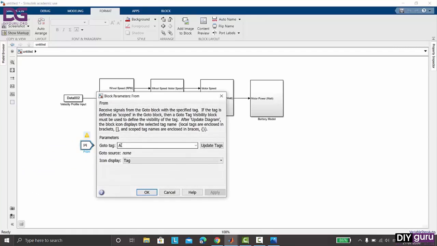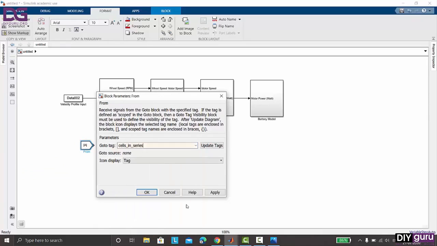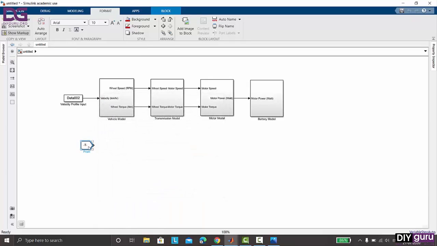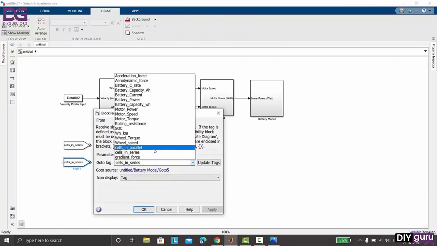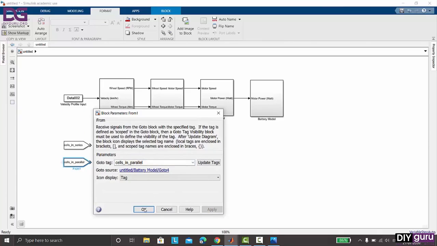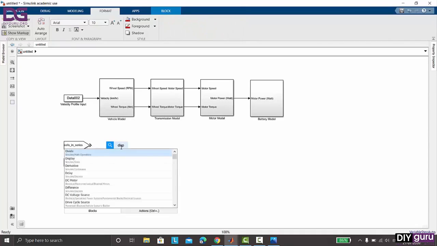So add the from block and here click on the updates and insert the number of cells in series. Just copy this block and change it to number of cells in parallel. To visualize the result, we require a display block. Just connect them.